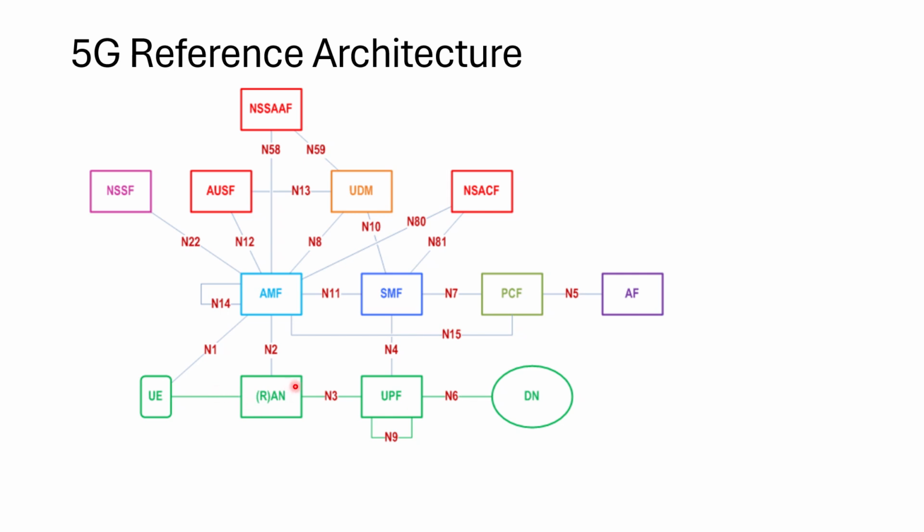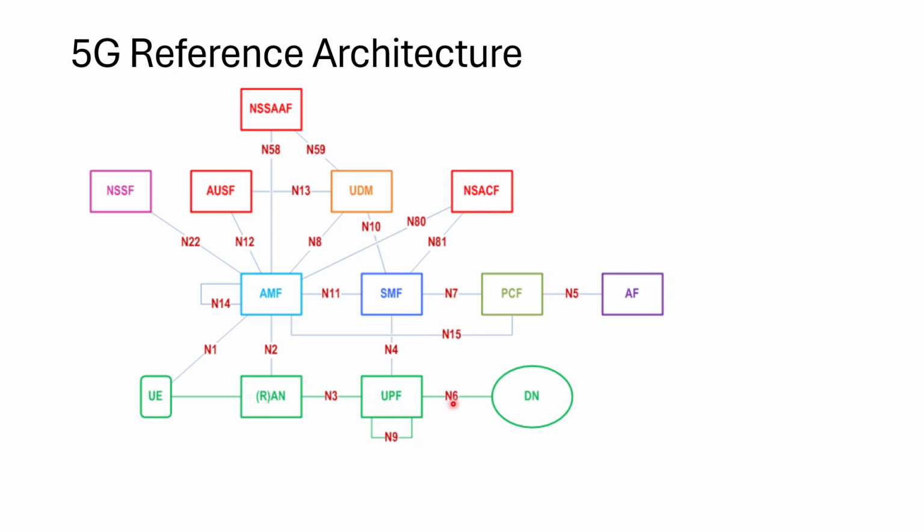Then we have N2, which is the control plane access. This interface connects the RAN to the AMF. It utilizes the NGAP protocol, that is, the Next Generation Application Protocol, to handle mobility, context setup, and paging.